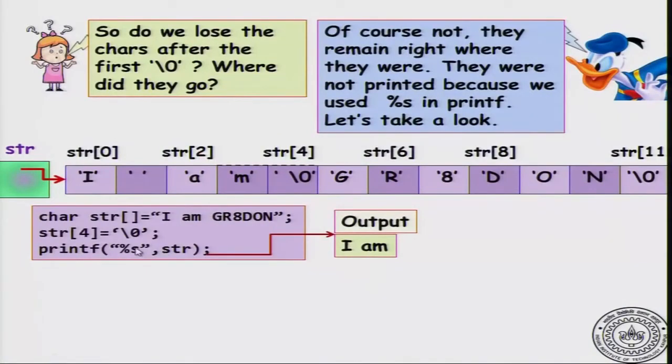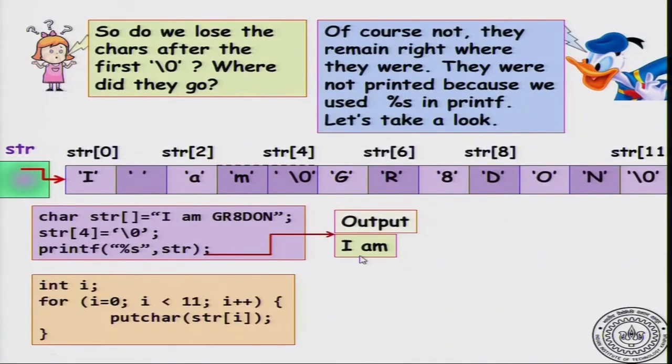If I print it using %s, I will get "I am", but I could easily write a loop like this. I will say int i, and then for i equal to 0 until 11, i plus plus, and then putchar(str[i]). This will print the characters str[0], str[1] and so on up to str[11] regardless of whether that character is null or not. If it is null, it will do something, but it will still go on to the next character.